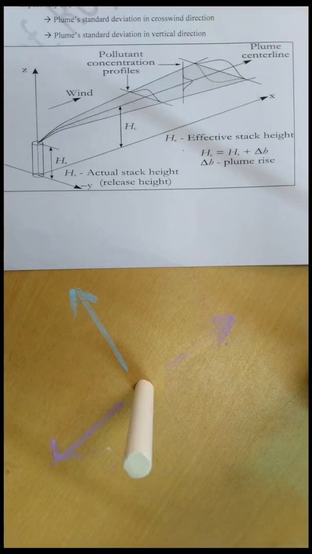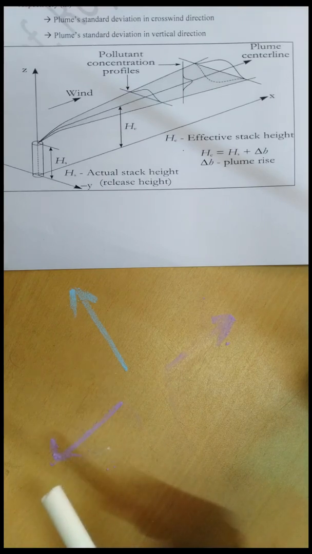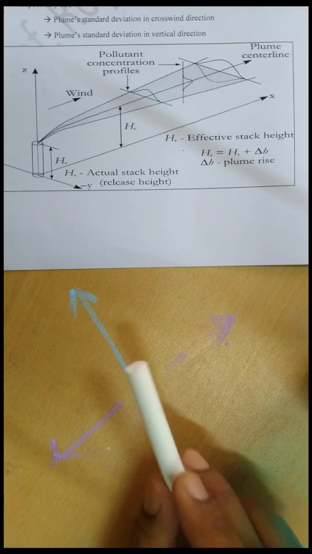Hello everyone, I'm back again with the second part of this tutorial on the Gaussian dispersion model. So till now we have discussed what a crosswind direction is, what a downwind direction is, and what a vertical direction is. Based on this concept, we'll move further ahead and see how the numericals work and how to decipher certain elements to solve numericals related to these things.